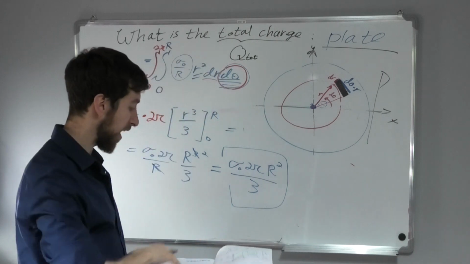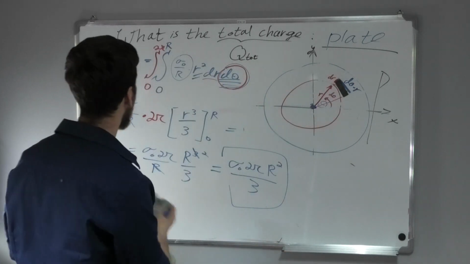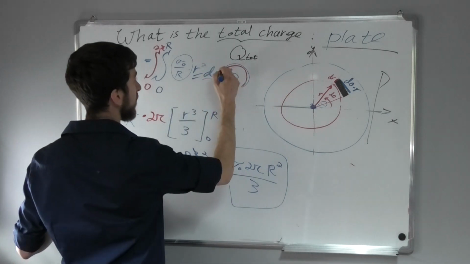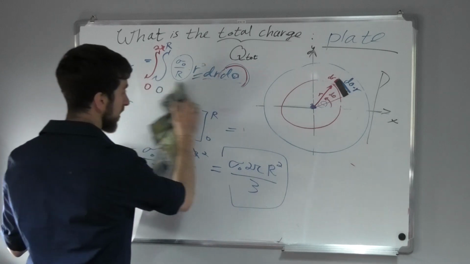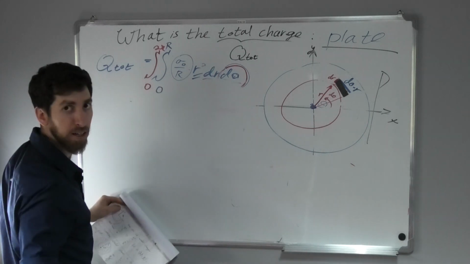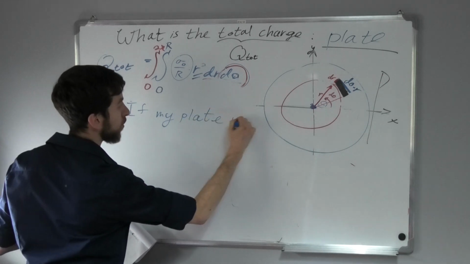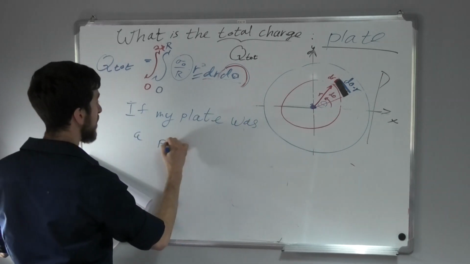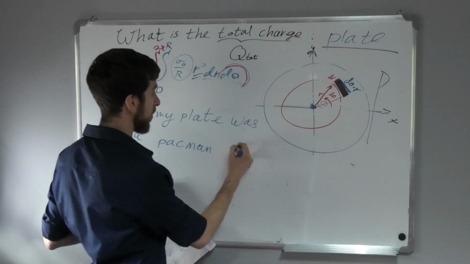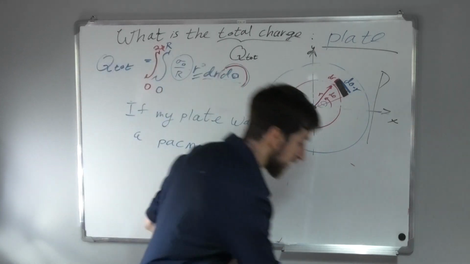And another thing that I want to ask: when I say if, it means that it's not true, it's just an example of something that could happen. Let's leave this here, d theta. If my plate was a Pac-Man, how would the solution change? What is Q total now? That's what I want to find out.